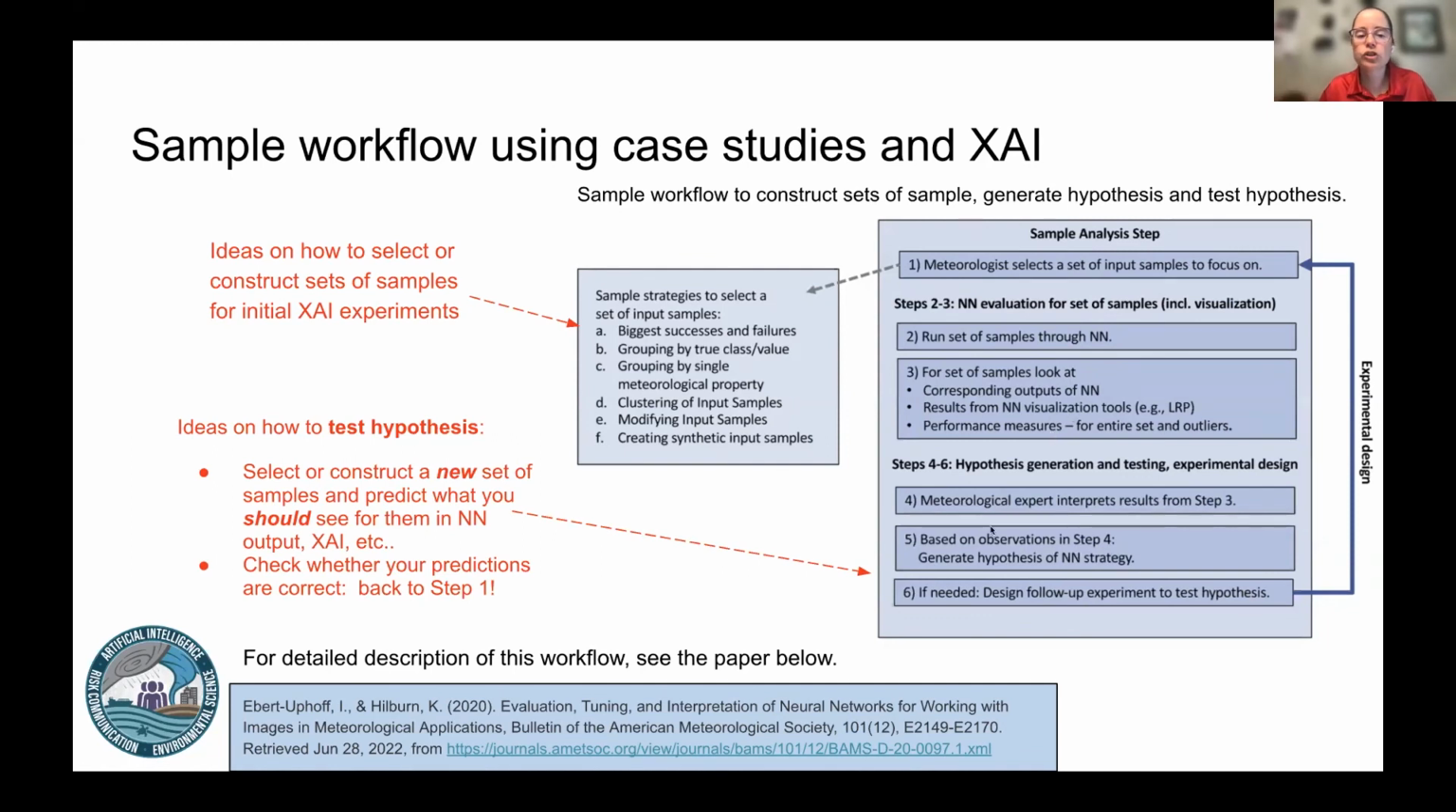You look at your performance measures, and then you construct some hypotheses. You want to say, how well do these results work? You have your meteorological experts interpret them. And then as needed, you might need to test this. You might need to change what has happened. You can select or construct a new set of examples and predict what you should see, to make sure you're correct. Do this in a cycle so that you know that what you're doing with the XAI and the case studies is very scientifically done.